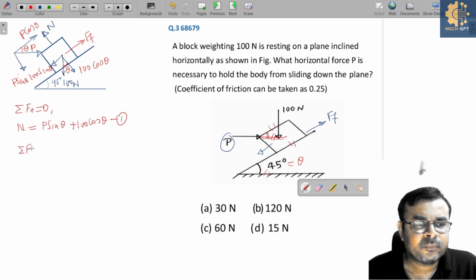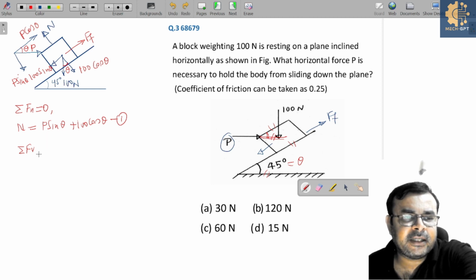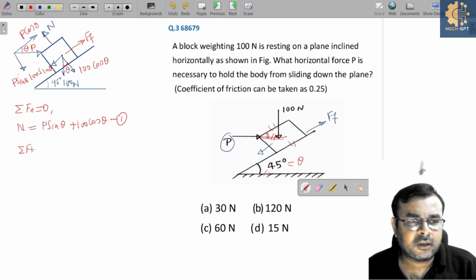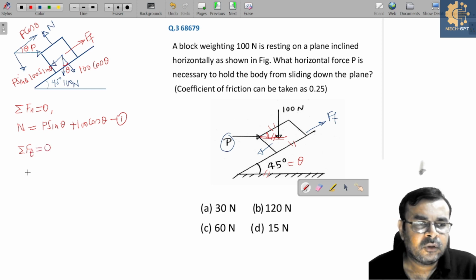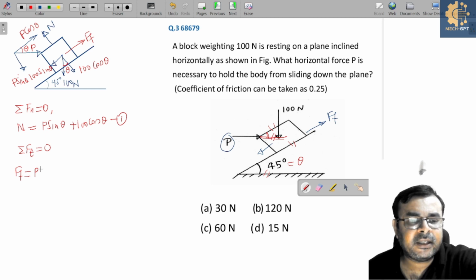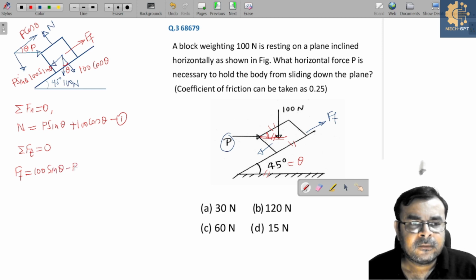Next, summation of vertical force is equal to 0. Sorry, not vertical, simply I can say summation of all the tangential forces, tangent to the block, is equal to 0. So can I say friction force is nothing but this is 100 sine theta minus P cos theta. Yes or no? So this is equation 2. So what you need to do? You need to calculate horizontal force P, and mu is given here. Yes or no? So instead of Ff, can I say mu times N?